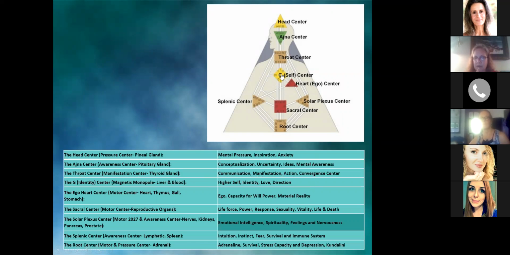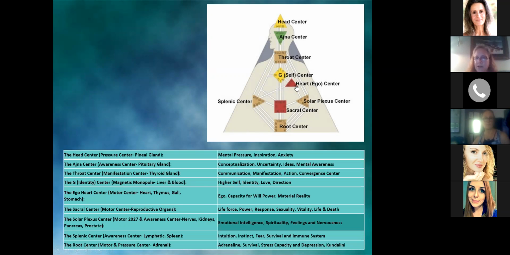Now, the G center in the middle here, I don't know how to equate that to a chakra, but probably somebody else does who's better versed in the chakras. But here it's defined as the identity. It rules the liver and blood, and it's also called the magnetic monopole. This is your attractor here, is what I've read. I don't have a whole lot further than that. I am investigating, just like everybody else. And this center rules your higher self, but also your identity. It rules the love that you have to give and the direction you want to go.